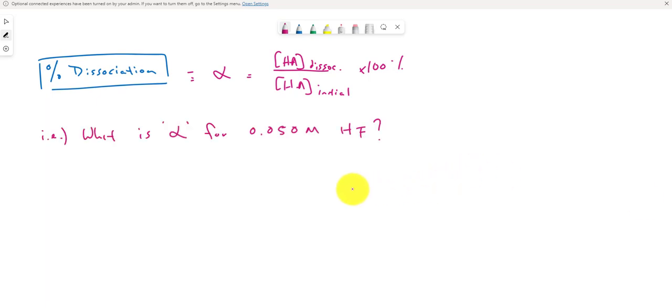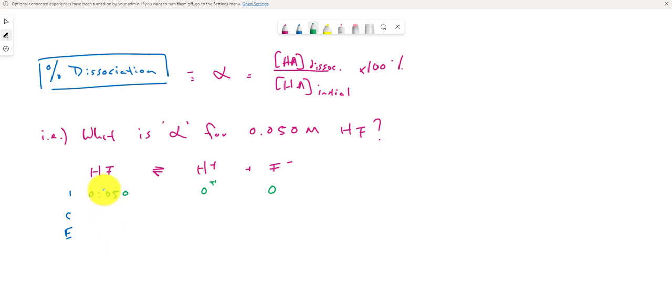So let's just look at an example directly to apply this. Let's try to figure out what the percent dissociation alpha is for the same system, HF, but at 0.050 molar. So really, how much of this original 0.05, which is our initial condition, how much of it actually breaks apart? So we'll start with an ICE table.